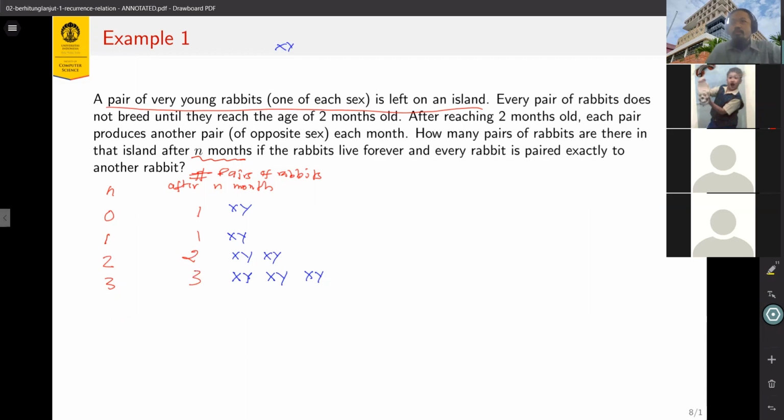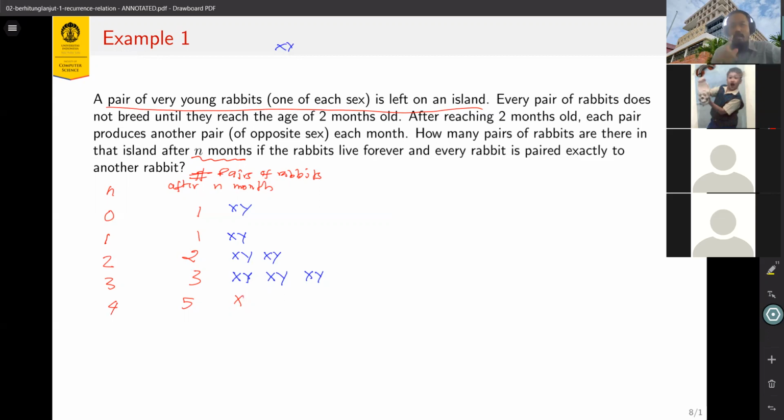What about after 4 months? Five pairs. Yes, 5. How do we get 5? The first pair made another one, and then the second pair became 2 months old. So those are only 2 pairs, right? Because we made another 2 pairs.